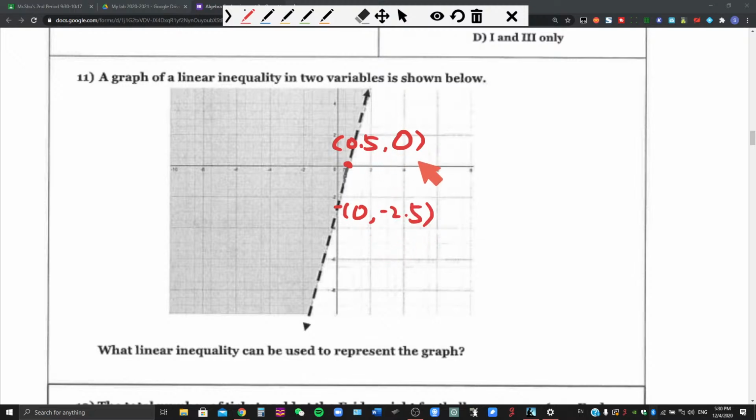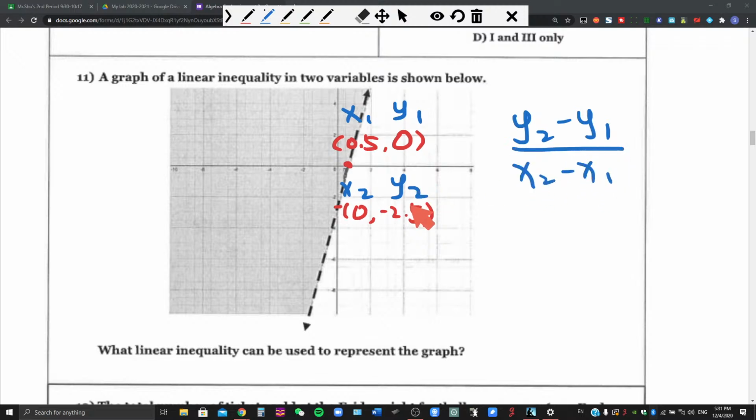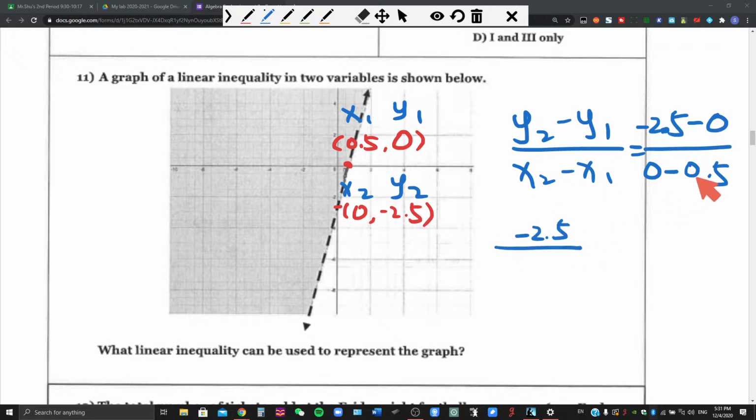Right? Let's do the slope. x1, y1, x2, y2. The slope is y2 subtract y1 over x2 subtract x1. So negative 2.5 subtract y1, which is 0, over x2, which is 0, subtract x1, which is 0.5. Therefore this is negative 2.5 over negative 0.5. So the slope is 5.